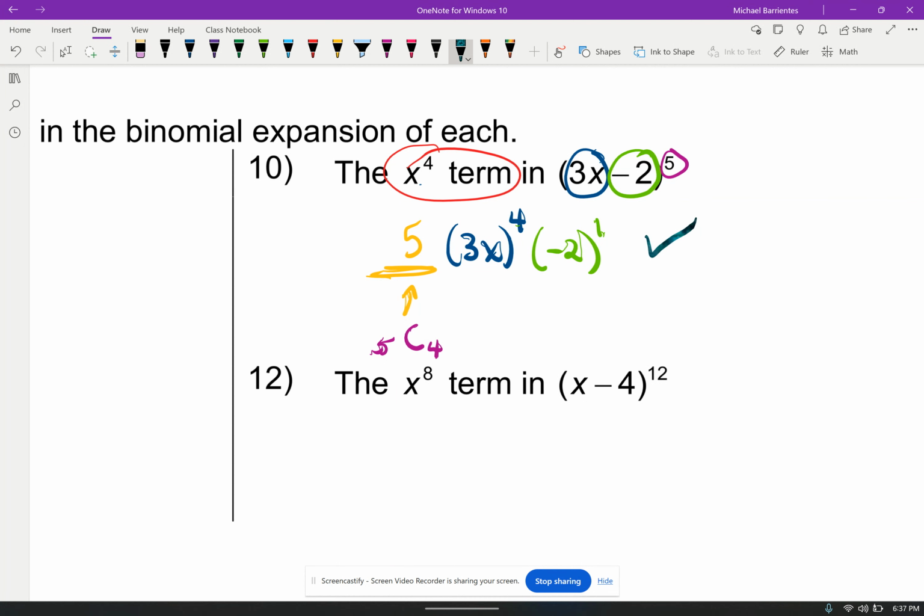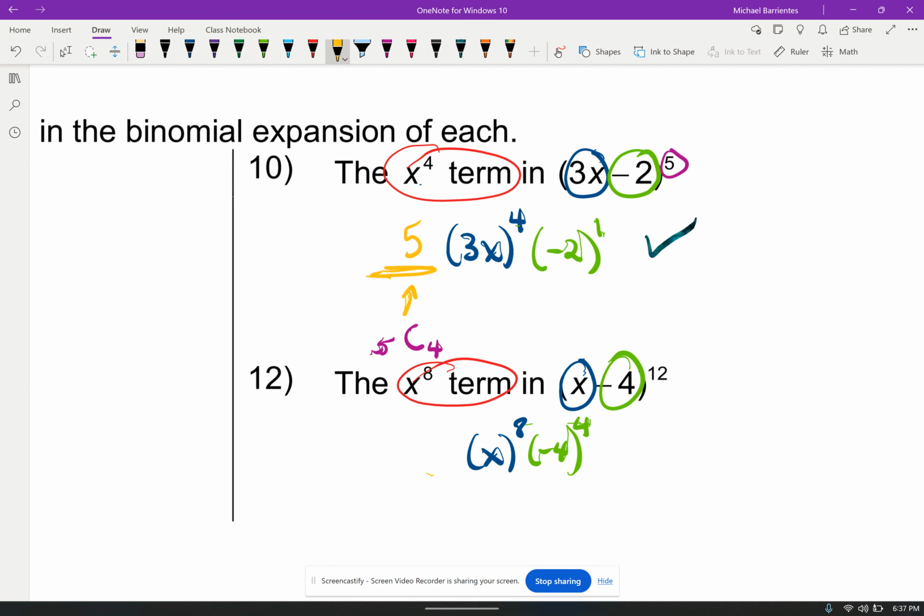Okay, let's try it again. And we're almost at the end here. I want the x to the 8th term. So think about it. Out of this term or this term, which is the one that has the x? Well, the first term does. So I'm going to take the first term to the 8th power. Why? Because that's the one I want. But if that's true, what's left is negative 4 to the something power. How do I know what this is? Well, because this exponent and 8 have to add up to 12, so this has to be 4.